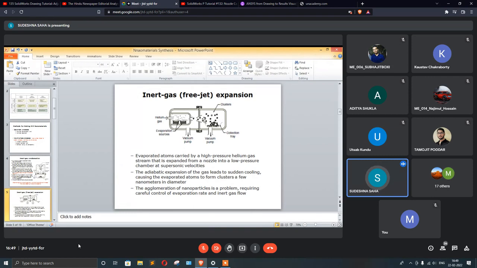Okay, and this is the evaporation source where you put certain metals or certain alloys. If you want to make certain composites, then you have to put two different components in two different evaporation sources, so that the cluster formation happens with two different components. These methods can be used for any material which doesn't decompose at very high temperature. That is the advantage of these methods, but the basic disadvantage is aggregation or agglomeration of nanoparticles.